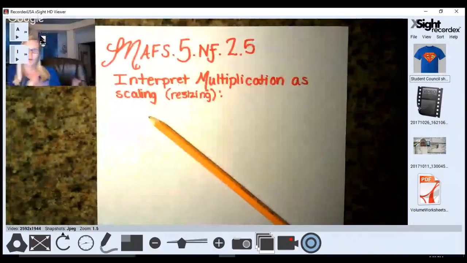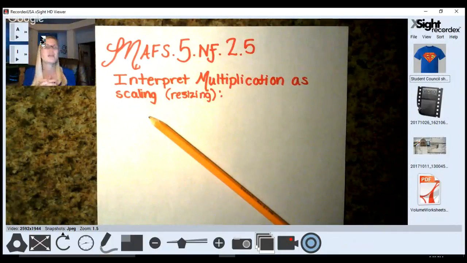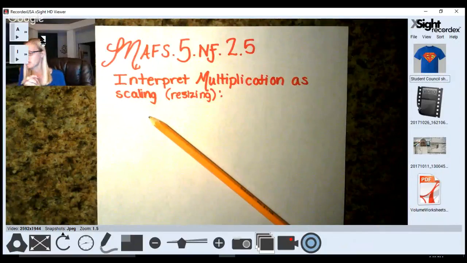And so I'm just going to give you a preview into what it is that we're working on, which is this standard MAFS 5 for 5th grade, NF for our fractions, and then 2.5 is the standard number. And what we're doing is we're working on interpreting multiplication as scaling or resizing it. Now, don't forget with that, what that basically means is that I'm able to compare one factor to the other factor. I can compare the product of one factor on the basis of the other factor. So we've got some rules, and we're going to talk about those rules before we get started. Same rules we talked about in class.